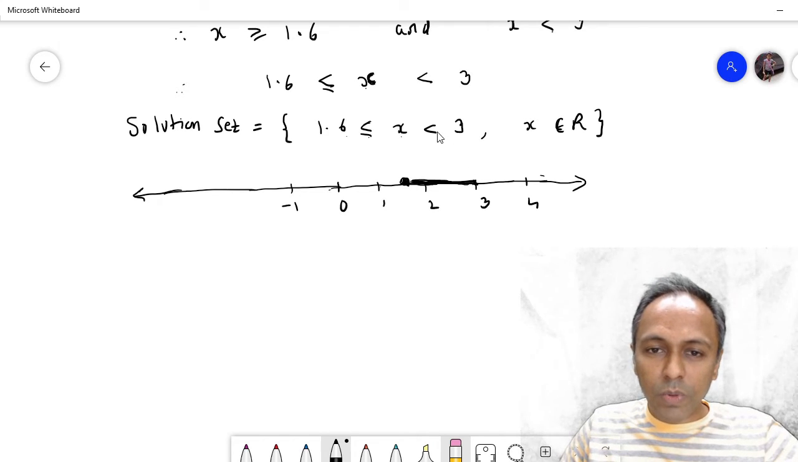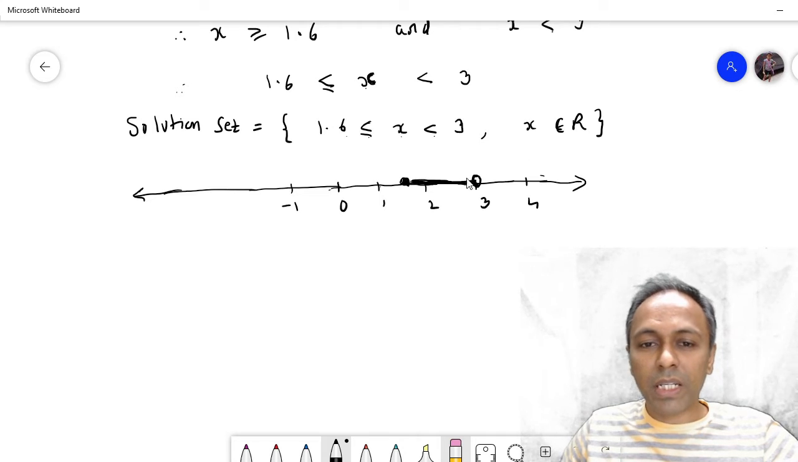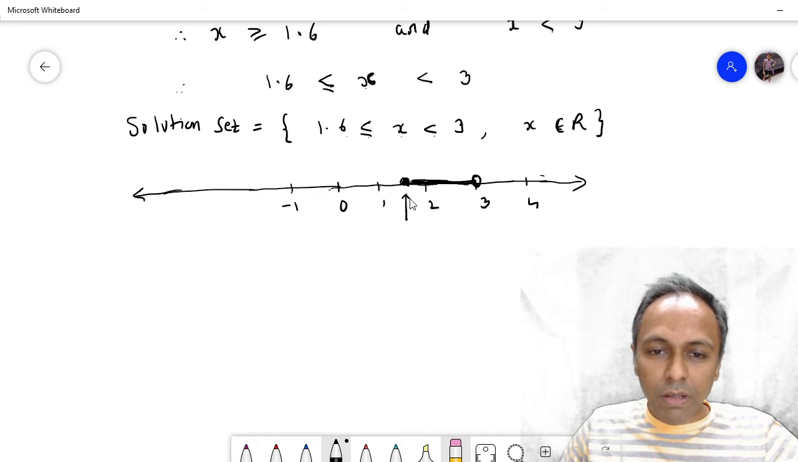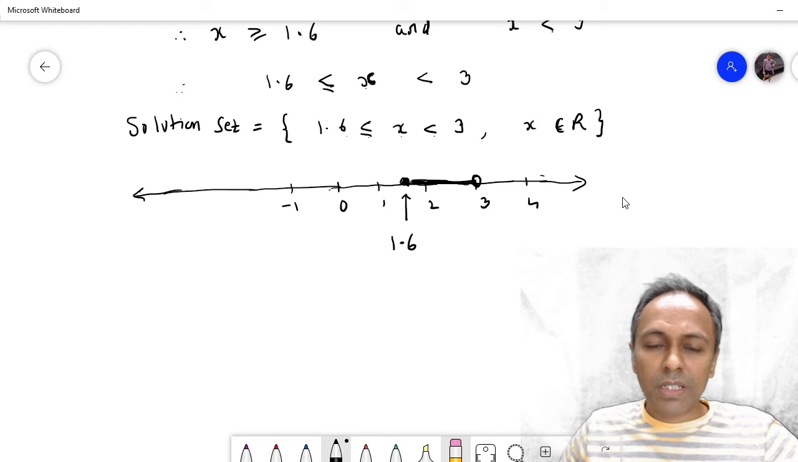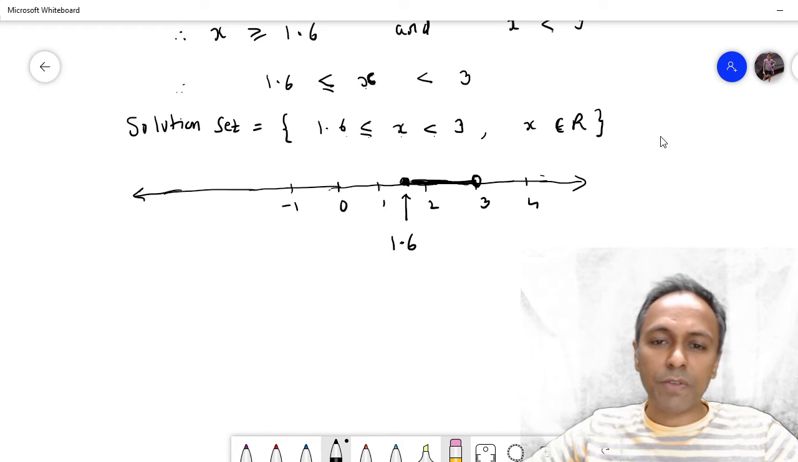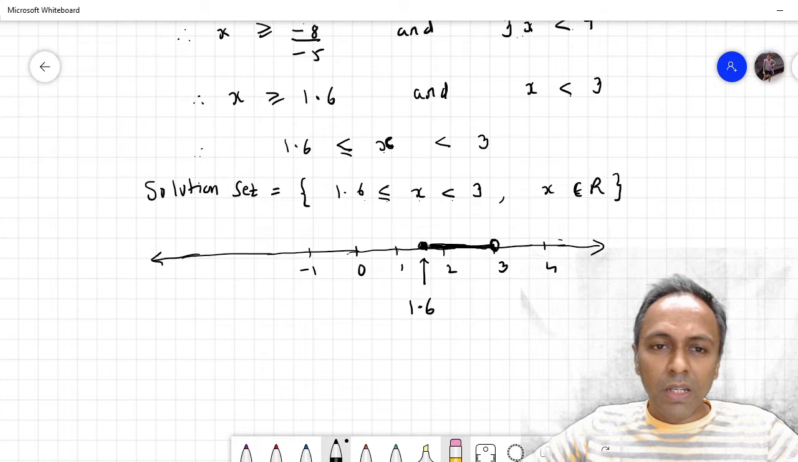And 3 is not included as there is no equality here. So make an empty circle. Right here 1.6, as it was not clearly seen on the number line, but 3 is already here. This is your answer. This gives you 3 marks. One more thing.